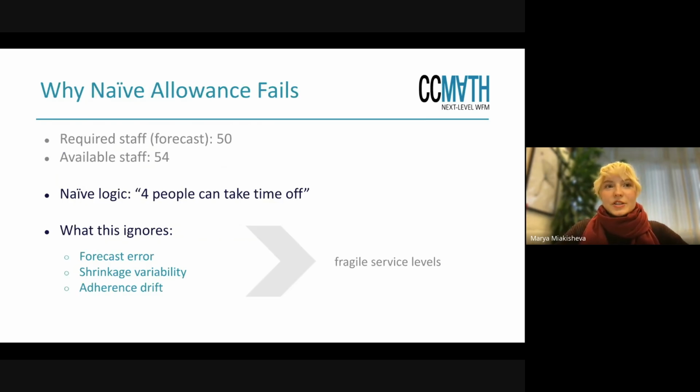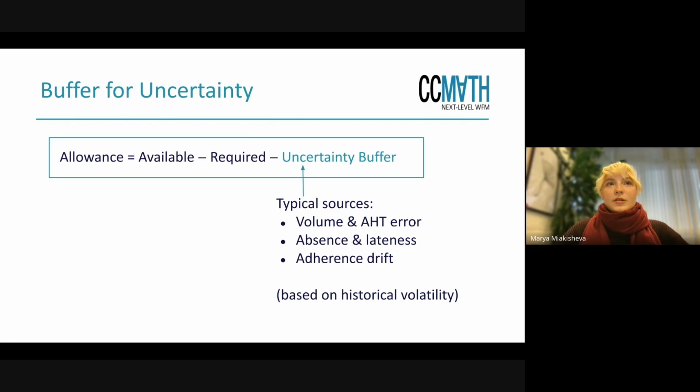We have shrinkage, we have absenteeism, we have lateness. Also, sometimes the forecast is not exactly correct. There's always going to be a little bit of wiggle room with the forecast. And if we let those 4 people just take time off, our service levels become fragile, so they break easily. Sometimes you have 1 person out of the 50 that is required who is sick, and therefore the targets are not met anymore. So it's crucial to buffer for this uncertainty.